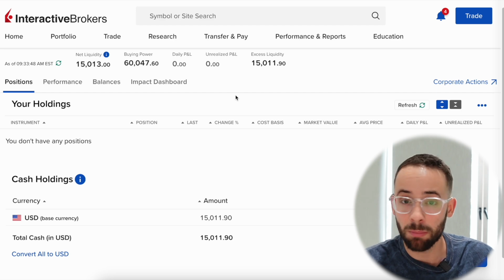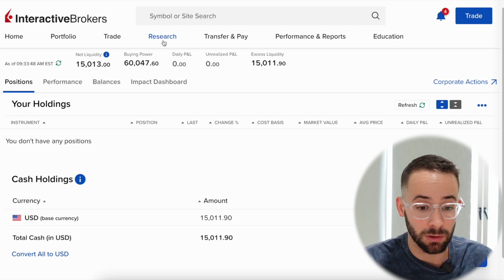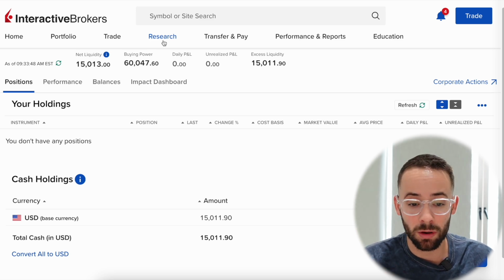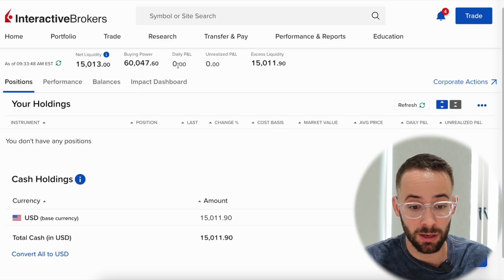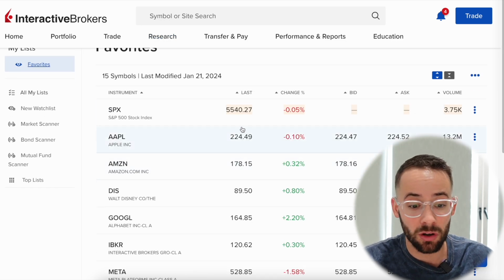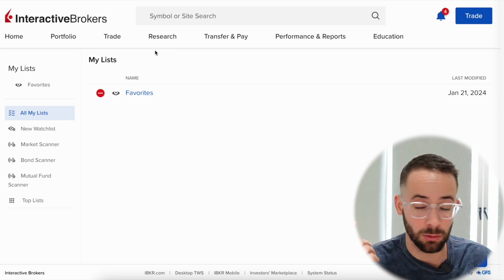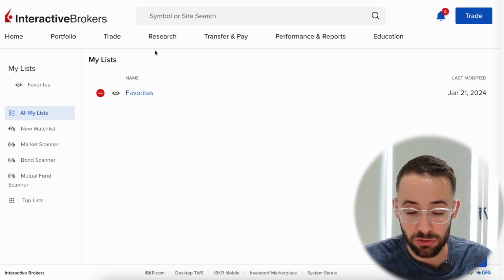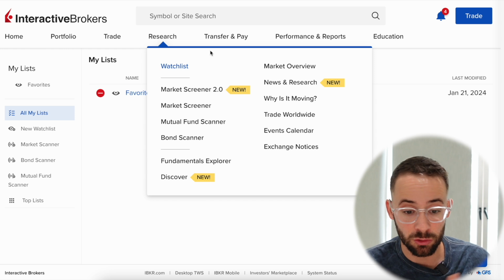Now, the most important part of this platform, obviously, is the trading. So before you actually place trades, if you don't know what you want to invest in, they do have some research tools here. So you can create a watch list, you can track stocks that you're interested in, and you can create as many different watch lists as you like, depending on what you're trying to track. You can do it by sector, you can do it by region, whatever. Now, beyond that, there's tons of other research tools to help you figure out what to invest in.